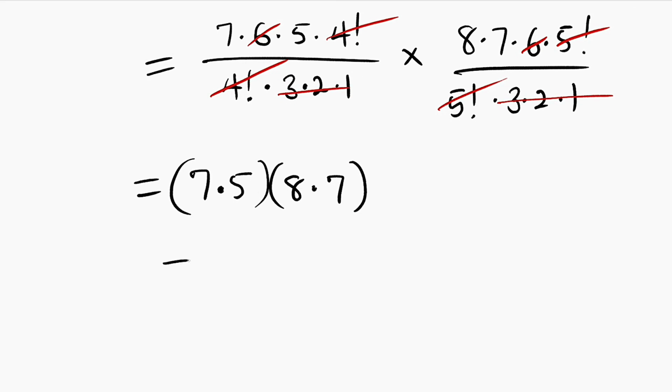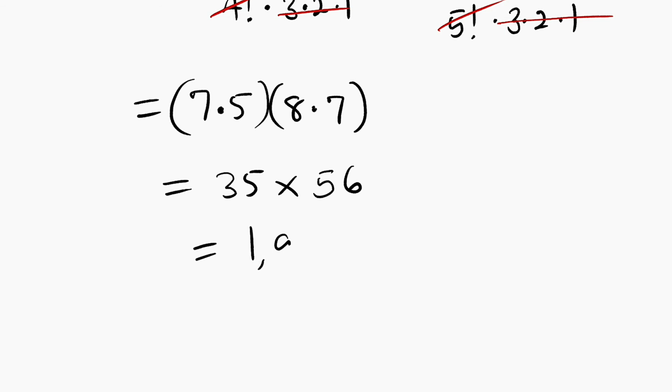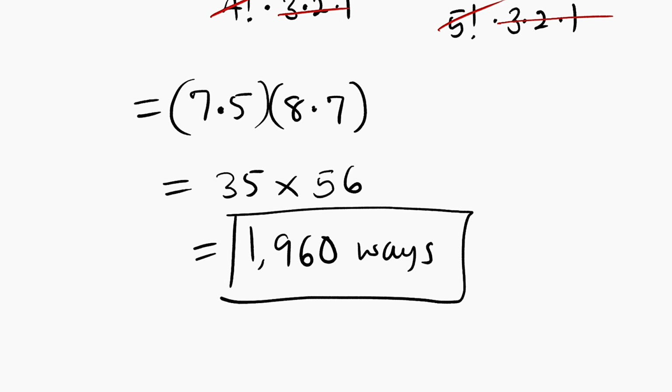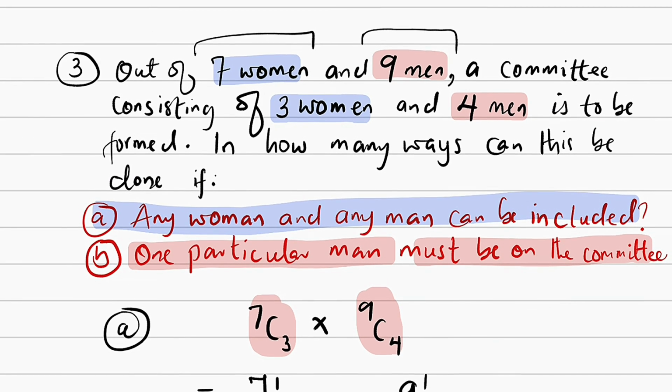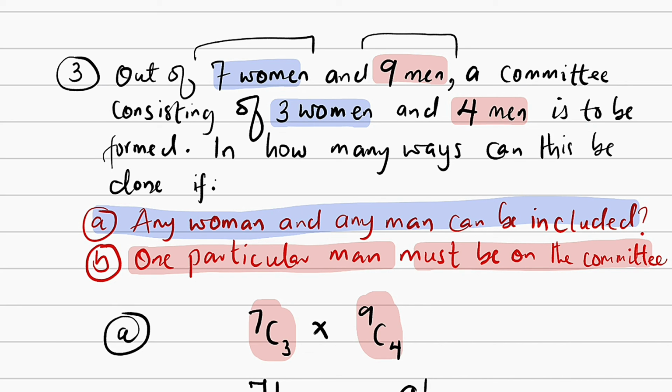7 multiplied by 5 is 35. And 8 multiplied by 7 is 56. And 35 multiplied by 56 will give us 1960. 1960 different ways. So we have 1960 different ways in which a committee consisting of 3 women and 4 men can be formed from a group of 7 women and 9 men, provided that one particular man must be on the committee.